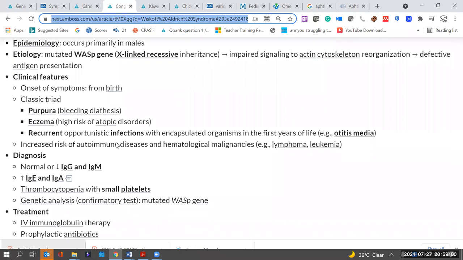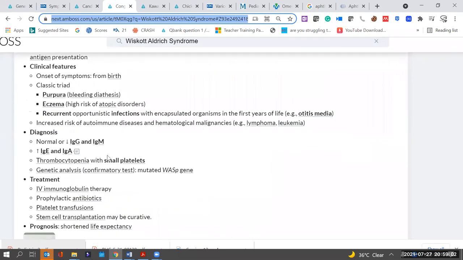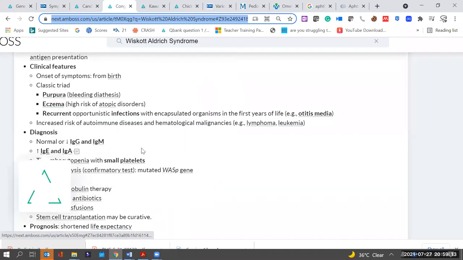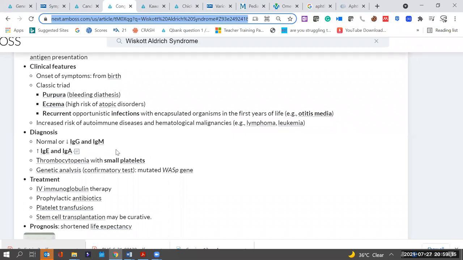So on diagnosis, how are we going to diagnose this? IgG and IgM antibodies are normal or decreased, mostly normal, because B cells are working fine. Only T cells are deficient here. Because of the immunodeficiency, there can be an allergic history, so you will find increased IgE levels. Thrombocytopenia is a clear feature because it's a main feature of this syndrome. You will find a low platelet count here.